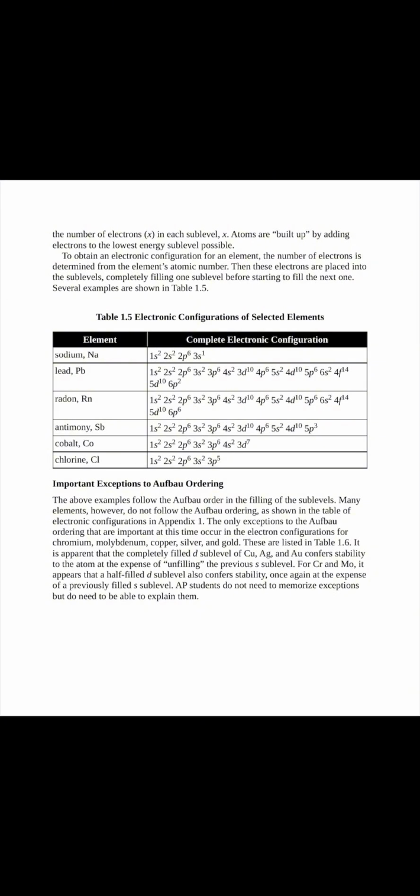It is apparent that the completely filled d sublevel of copper, silver, and gold confers stability to the atom at the expense of unfilling the previous s sublevel. For chromium and molybdenum, it appears that a half-filled d sublevel also confers stability, once again at the expense of a previously filled s sublevel. AP students do not need to memorize exceptions, but do need to be able to explain them.